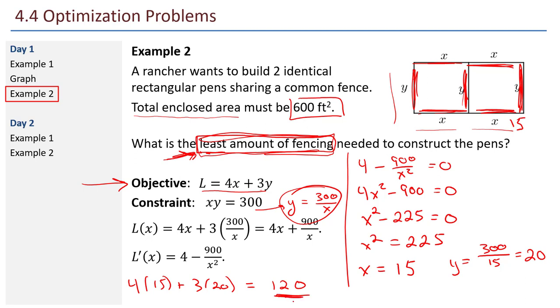120 is the least amount of fencing needed to construct 2 pens side by side where the total enclosed area must be 600. Give these problems a try, see what you can do. Really focus on the objective function and the constraint, being careful to identify those every time. All right, go to it.